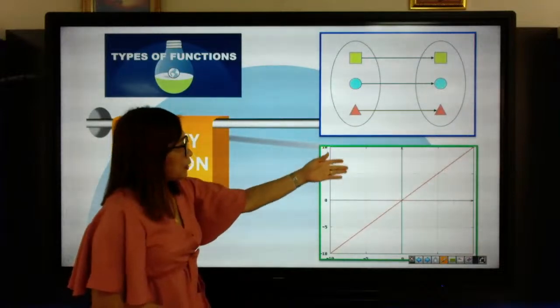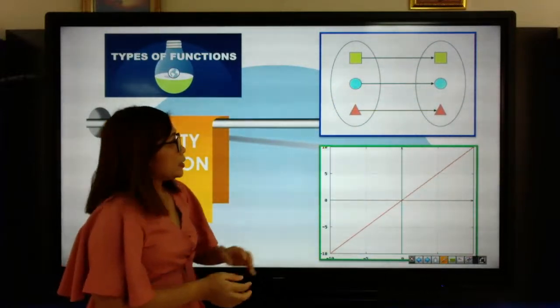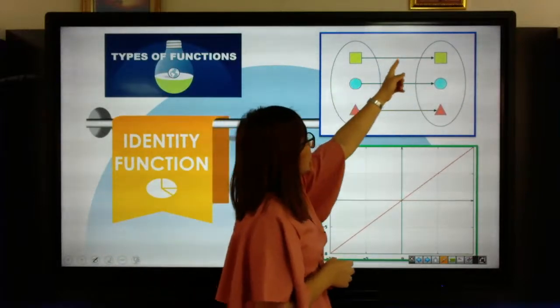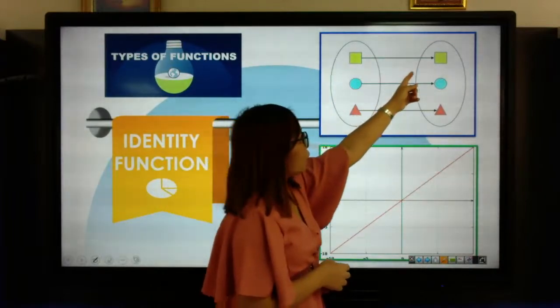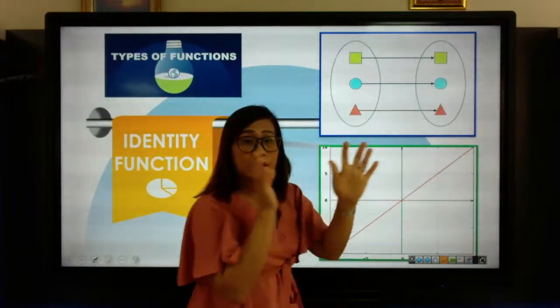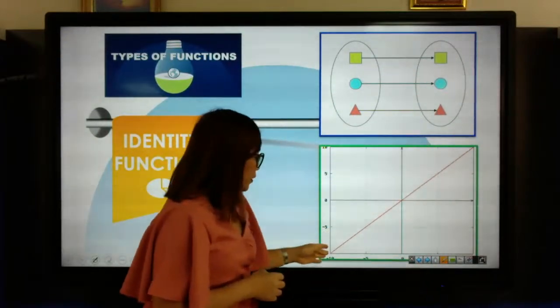Okay, this one is the first one we have here, the mapping diagram. You see, students, we have the input and the output. With the input, we have a square. The output is also a square, so they're the same. Circle, circle, triangle, triangle, and also here.